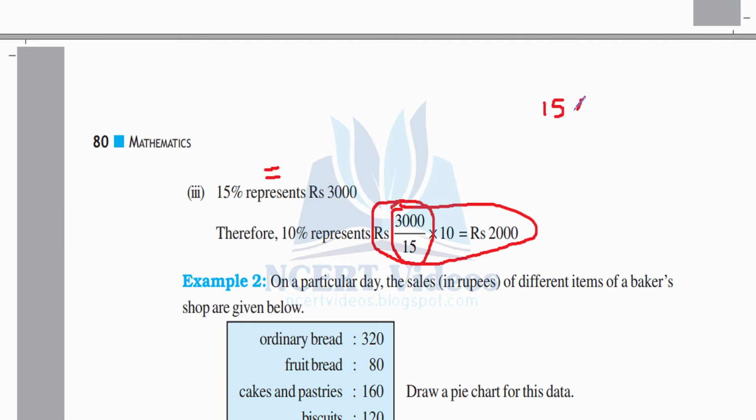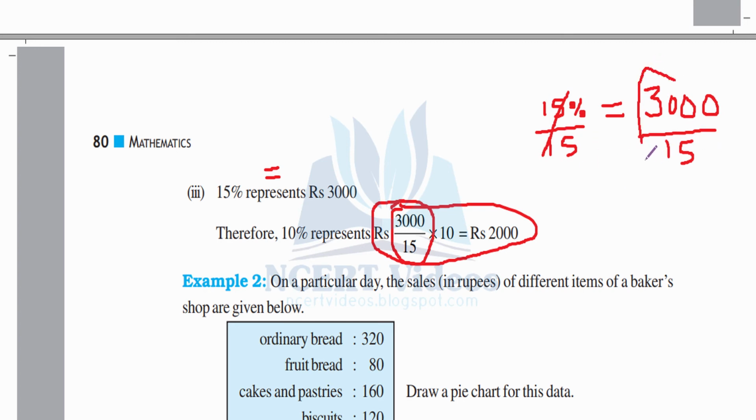If 15% is equal to 3000, now for 1%, we will divide both sides by 15. So we are dividing both sides by 15. Now we can cancel it. We divided both sides because it doesn't change our value. That is what we have learned in linear equations.